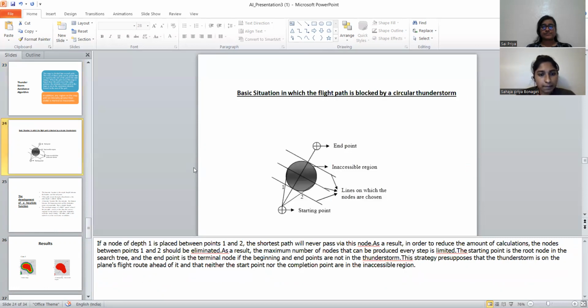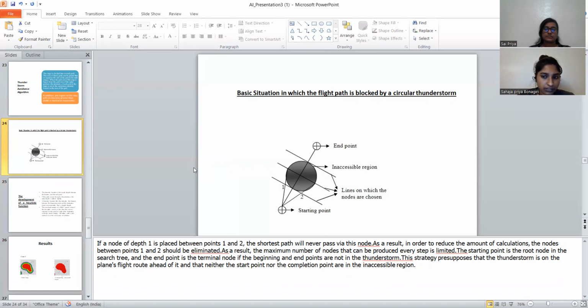So here is a basic situation in which the flight path is blocked by a circular thunderstorm. Putting a node of depth 1 between point 1 and point 2 won't make the shortest path go. So in order to cut down on the number of calculations, the nodes between point 1 and point 2 should be cut out. The number of nodes that can be made at each step is limited.